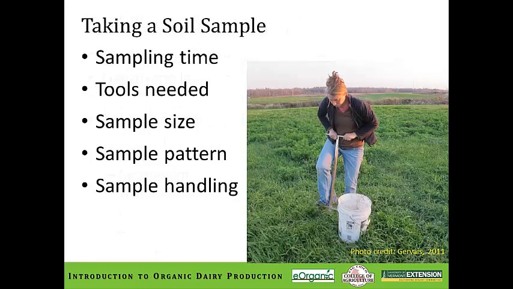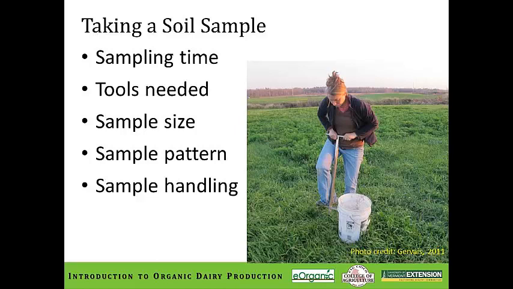Taking a soil sample is very easy and very important, and it's fairly cost effective for a farm, and it should be done on a somewhat regular basis. For most farms, this is every 3 to 5 years, or maybe when a crop is being rotated. Sampling time really should just be focused on when you have time to do it, but most people prefer to do soil sampling in the fall.